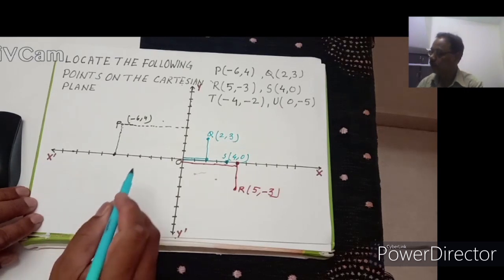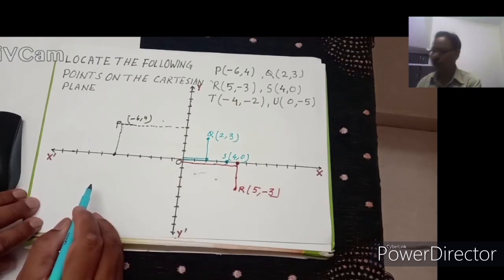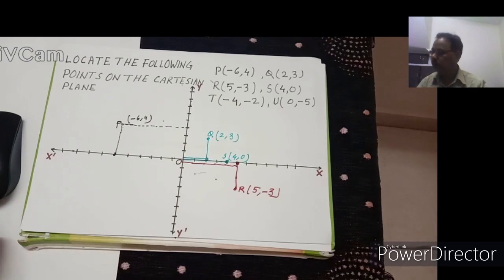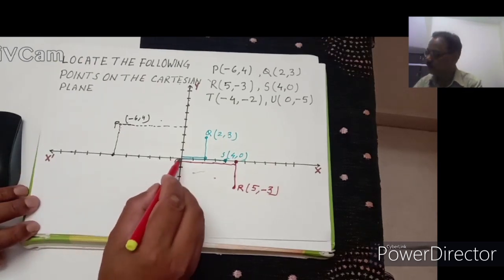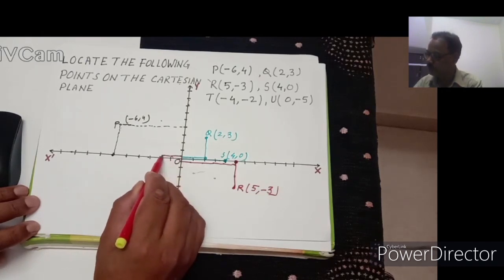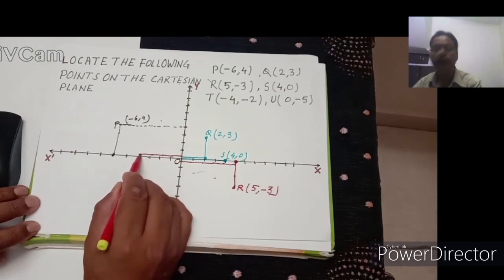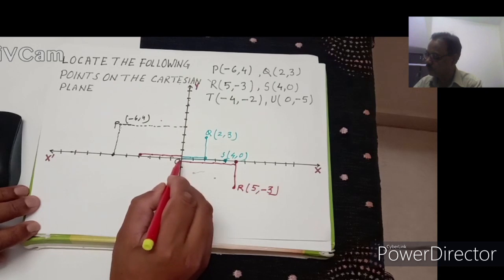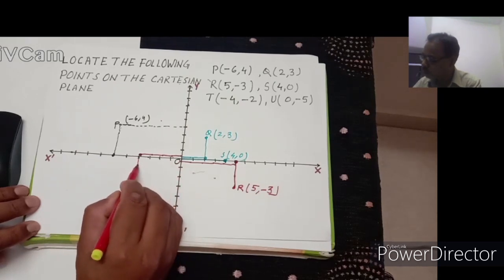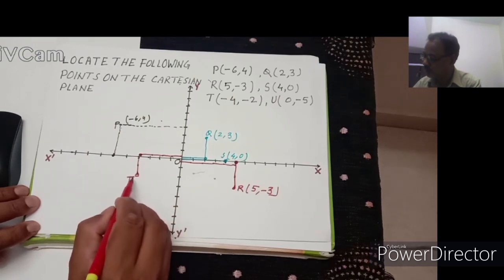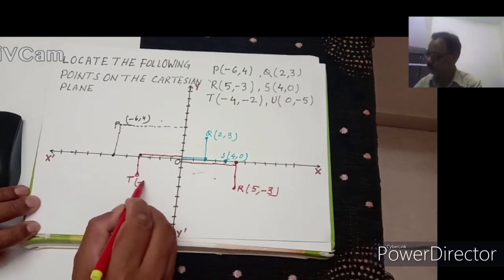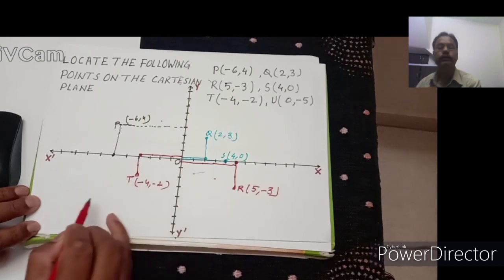Now the next is -4, -2. We are going to plot -4, -2. Both are negative. See, on the x-axis we are moving -4, -1, -2, -3, -4. And how much do we move to the y-axis? Negative side, 2 units. 1, 2. This is point T. Its coordinate will be -4, -2.